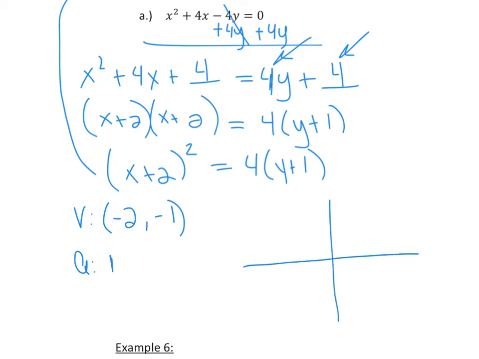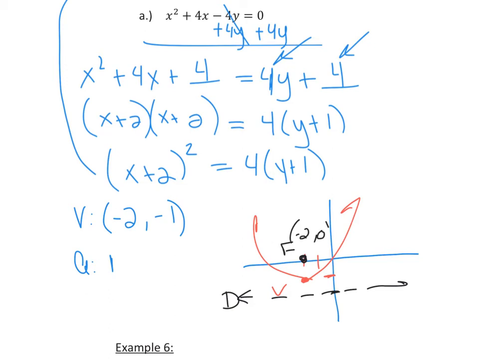This parabola opens upward because x is squared and there's no negative in front of that 4. I'm going to have -2, -1. It's going to open upward. A is 1, so I'm going to go 1 above the vertex for my focus and 1 below for my directrix. Okay, so now what's my focus? My focus is the point -2, 0. And my directrix is the line y equals -2 because it goes through y at -2.